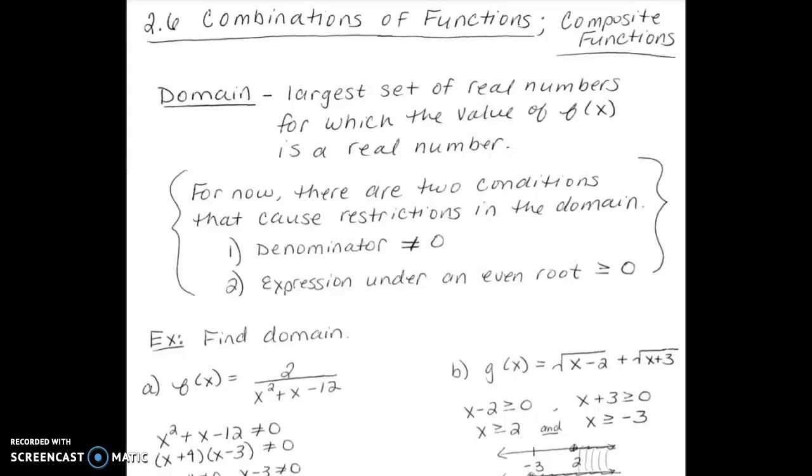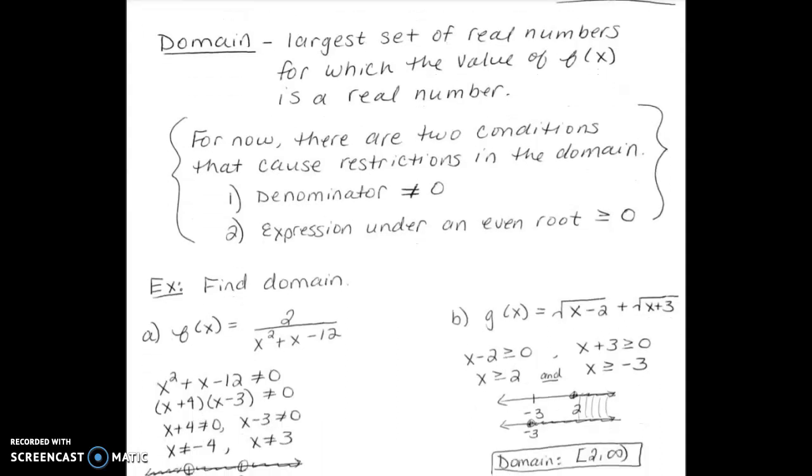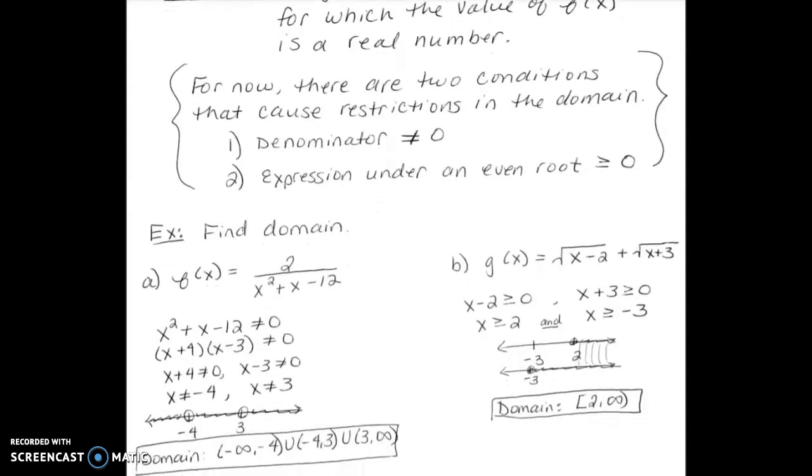And the second issue is that any expression under an even root, particularly a square root, must be greater than or equal to 0. Because if it's negative, we would get an imaginary answer and not a real number. So if we have a fraction, we have to make sure the denominator value is not 0, and if we have a square root, we have to make sure that the expression under the square root is not negative. So we're going to look at a few examples of those.